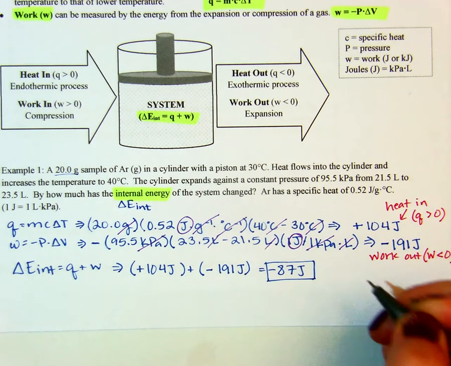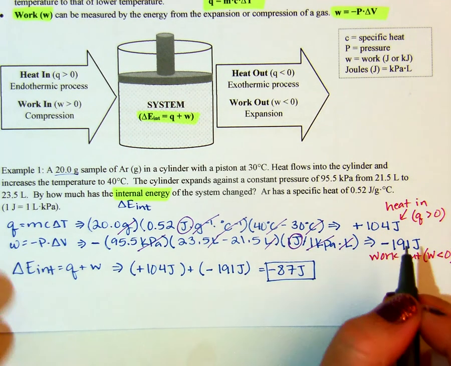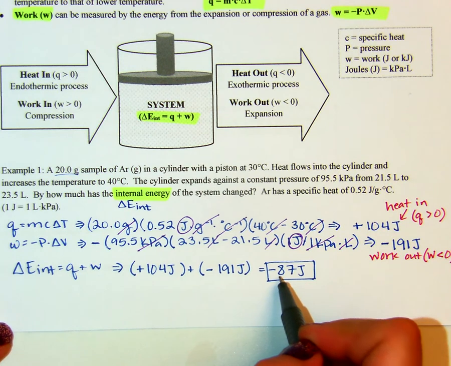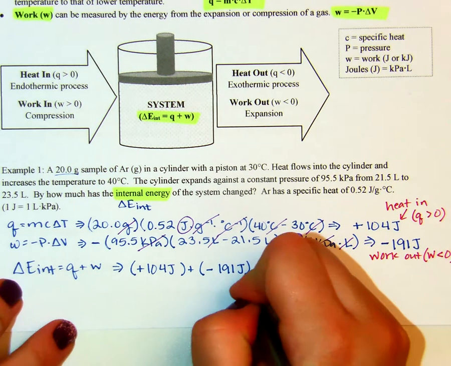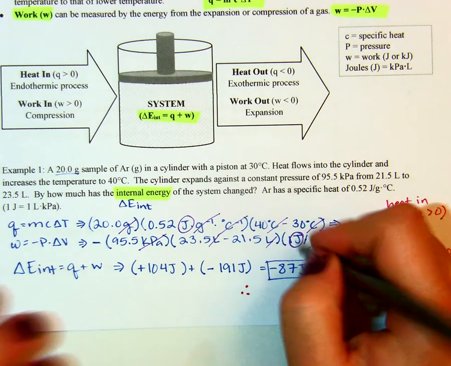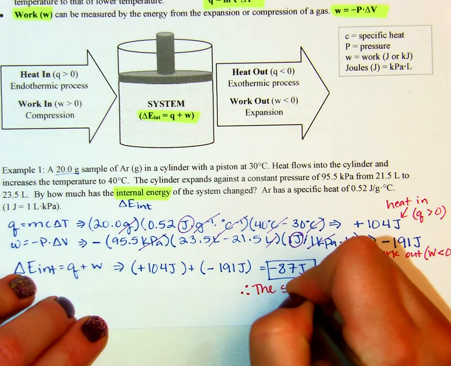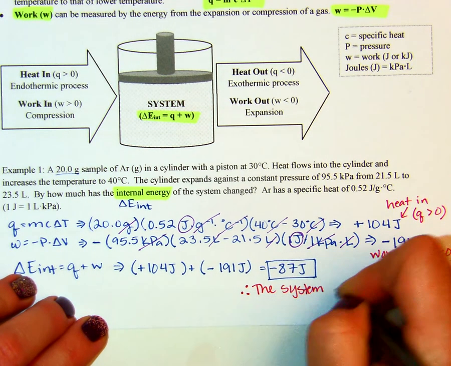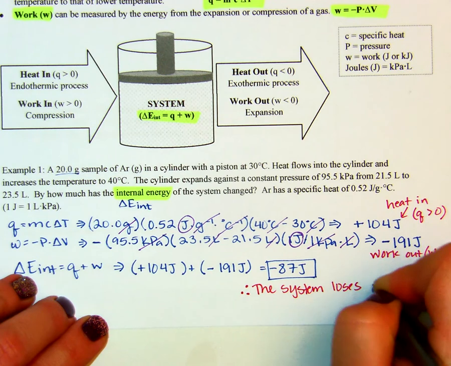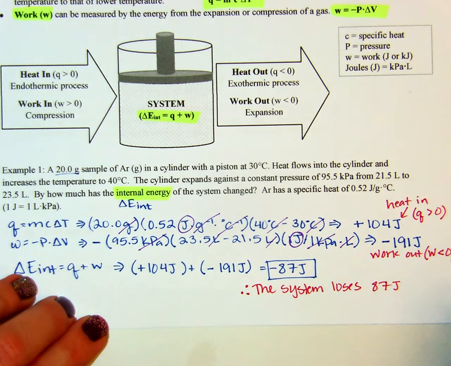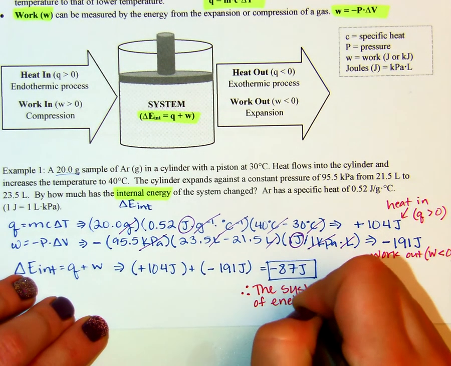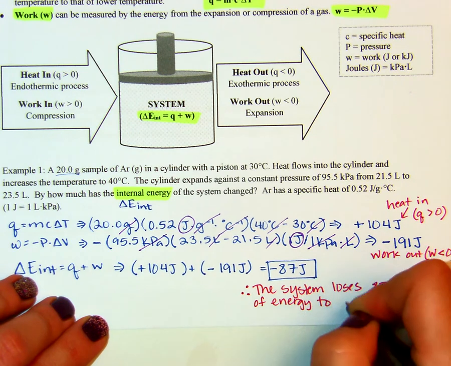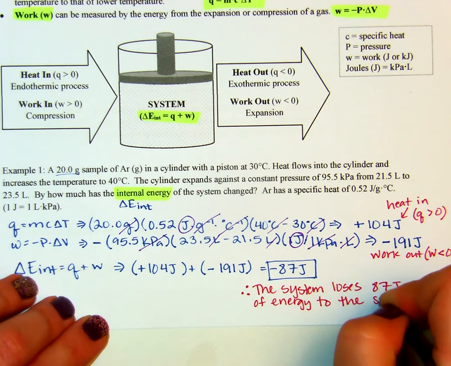Negative 87 joules. So therefore, we can tell that the system loses 87 joules of heat, or of energy rather, to the surroundings. So therefore, the system loses 87 joules of energy to the surroundings.